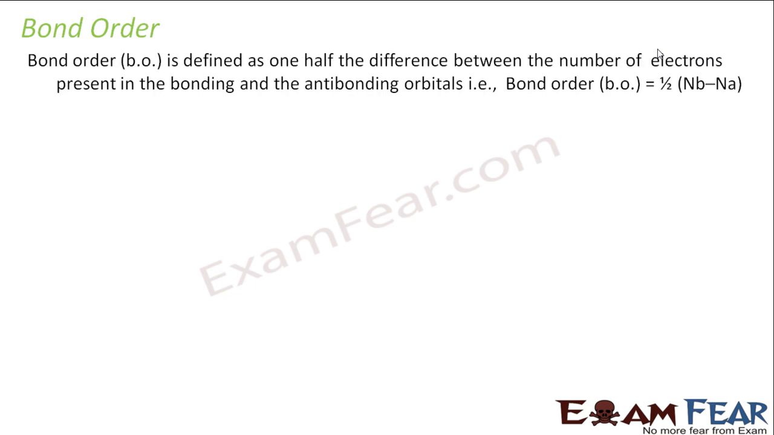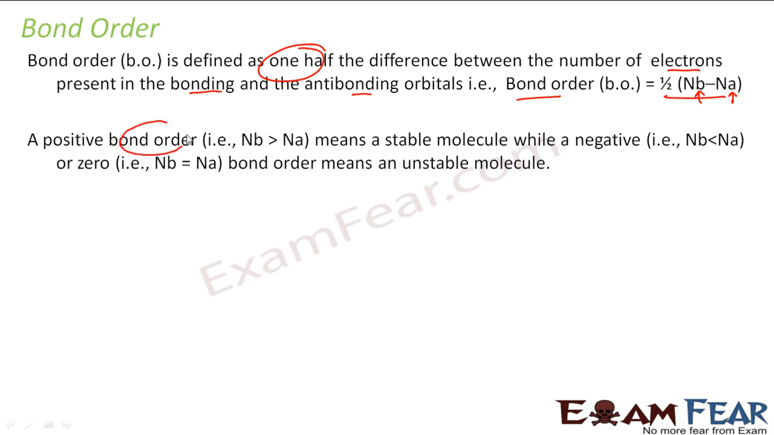Bond order, as I told you, in the Lewis definition was nothing but the number of bonds. But in this case, the bond order is half the difference of the number of electrons in bonding and antibonding. So bond order is 1/2 into (NB minus NA), where NB is the number of electrons in bonding orbitals, B for bonding, A for antibonding, and NA is the number of electrons in antibonding orbitals. So here also, positive bond order means the molecule is stable, and negative or zero means the molecule is unstable. Correct. Because if it is positive, the number of electrons in bonding orbitals will be greater than the number of electrons in antibonding orbitals.